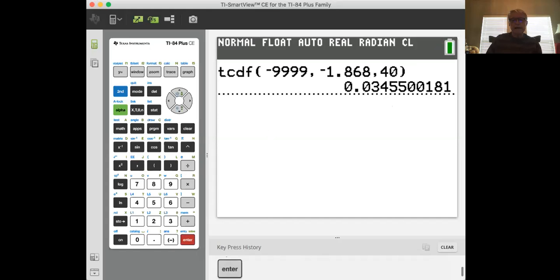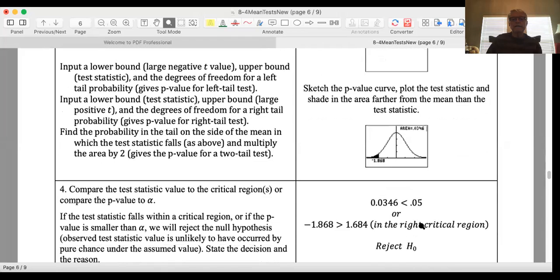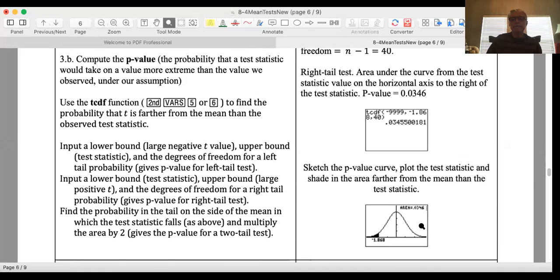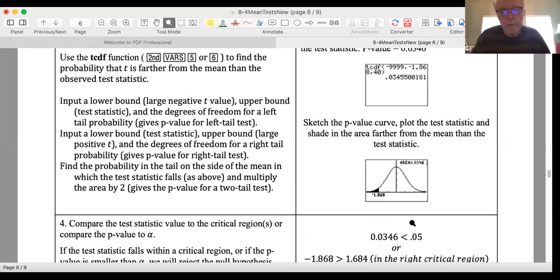So let's go back to our document. And we compare the p-value to alpha. And remember, we will only reject in the p-value approach if the p-value is less than or equal to alpha. If it's greater than alpha, we will fail to reject. And our p-value is smaller than 0.05. Therefore, we will end up rejecting.